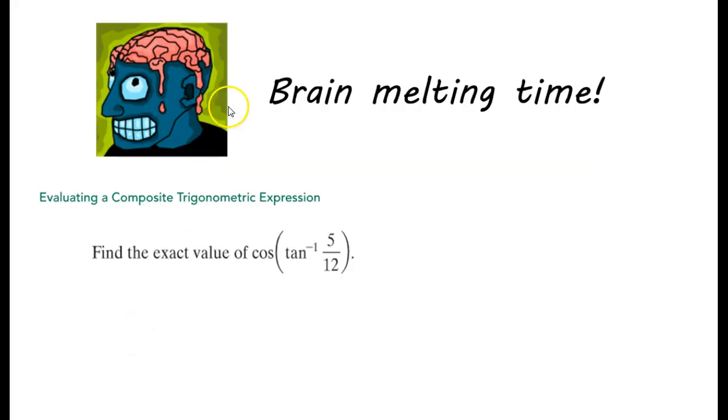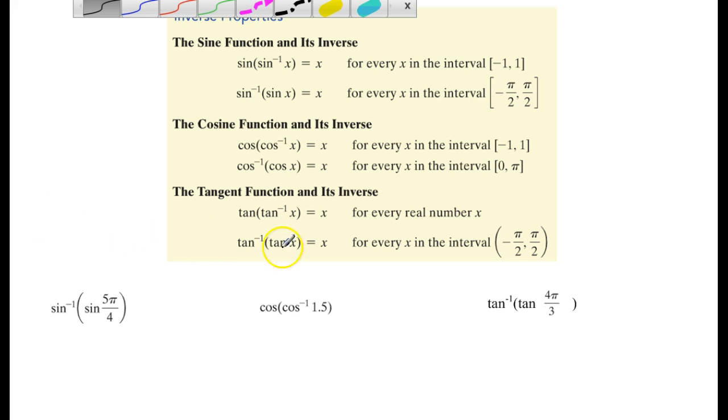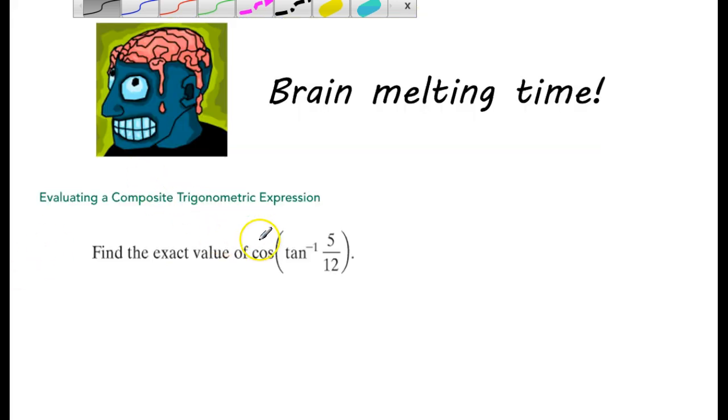All right, now for the really fun stuff. Notice with these we have two trigonometric functions, one regular, one inverse, but they're not the same. So we can't use this type of stuff, because it's not tangent arctangent or cosine arccosine. It's cosine arctangent.